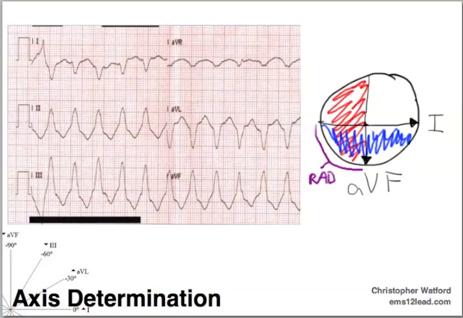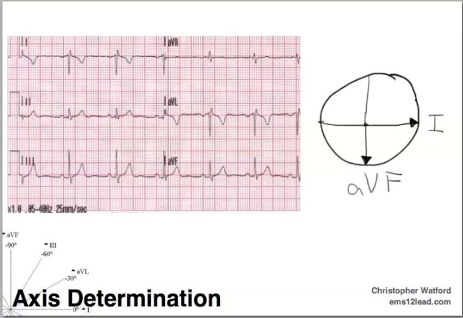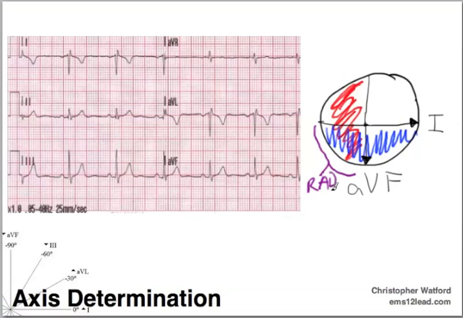Let's take a look at another EKG. We can do this pretty quickly. So if we take a look at this EKG, we see we are down in 1, and we are up in AVF. So we know we've localized ourselves to this quadrant over here, and we have a right axis deviation.